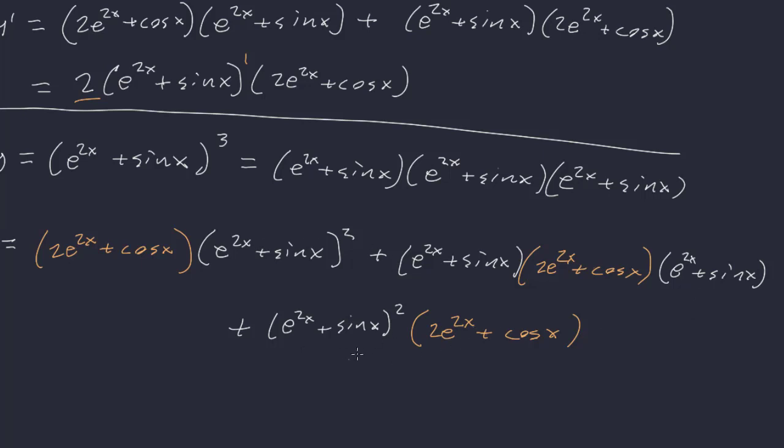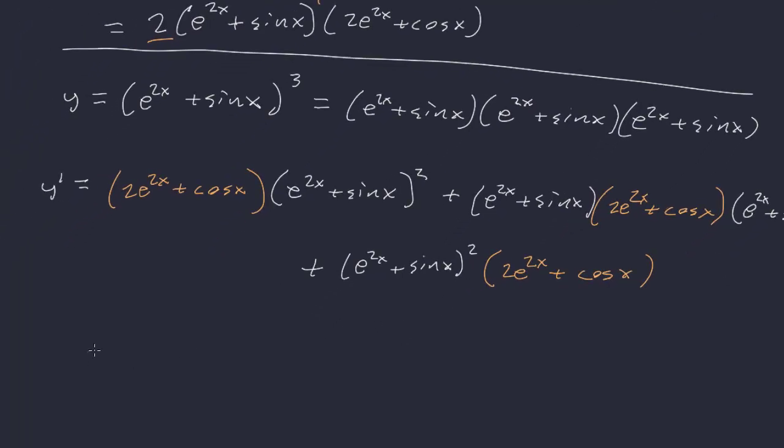So we have three like terms here. So this comes out to be 3 times (e^(2x) plus sine x) squared, right, times the derivative of the inside here, 2e^(2x) plus cosine x. Okay, so hopefully the pattern maybe is a little more clear now.